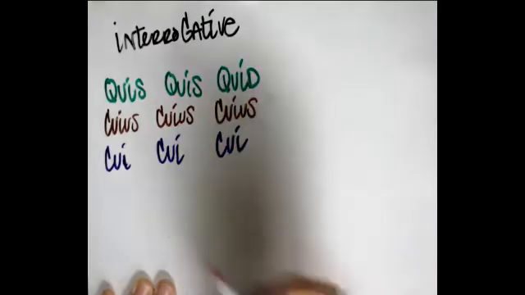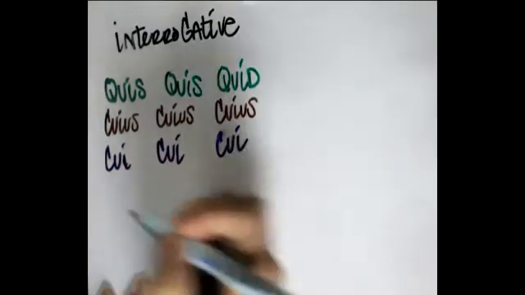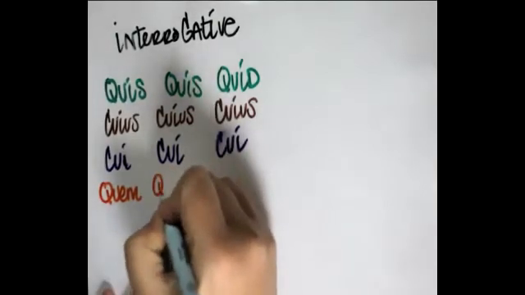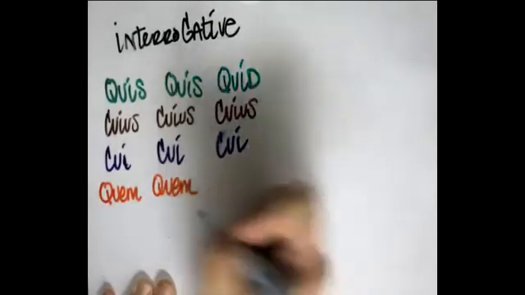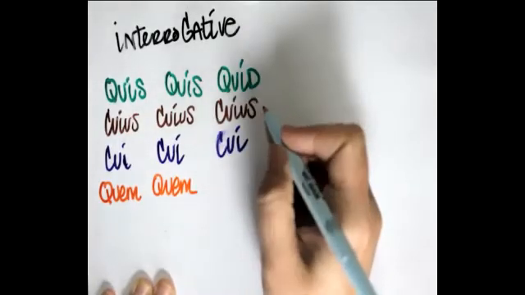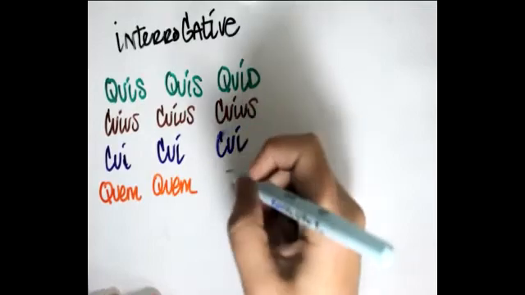For the accusative, both masculine and feminine are quem, quam, and neuter here repeats its nominative form, quid. Quo for both masculine and feminine, quo, qua, and also for neuter, quo.